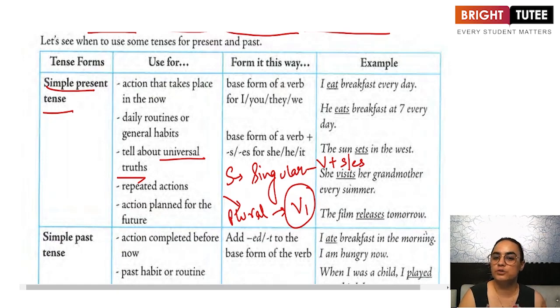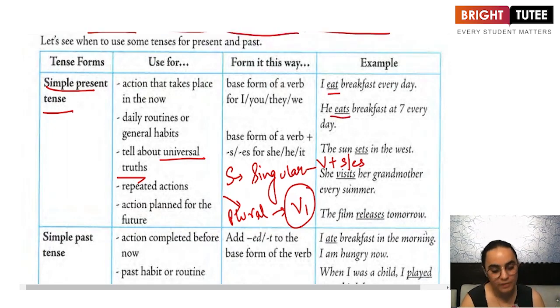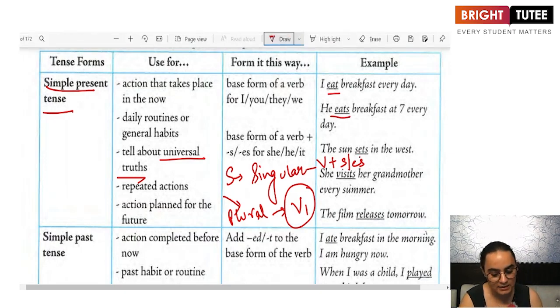And as I told you, what is the structure? Subject plus the first form of the verb. If the subject is singular, we add S or ES at the end of the verb, and if it is plural, we simply use the base form of the verb. For example, I eat breakfast every day. He eats breakfast at 7 every day. The sun sets in the west. She visits her grandmother every summer. The film releases tomorrow.